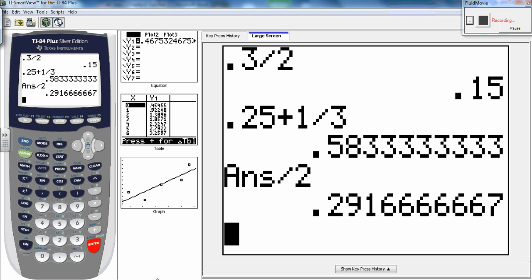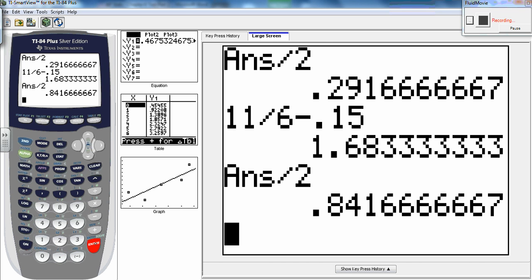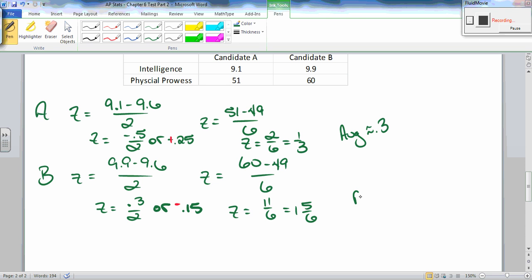Okay, for candidate B, we have 11/6 minus that 0.15. We divide that by 2, and we have approximately 0.84. So on paper, candidate B is definitely the more desirable candidate.